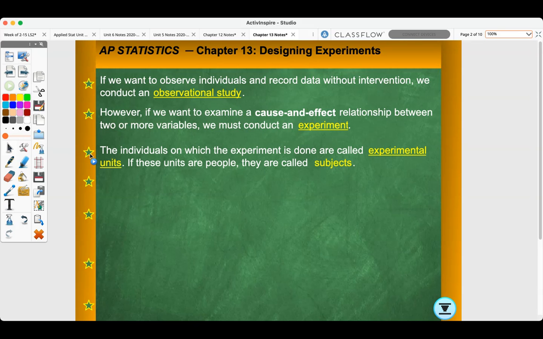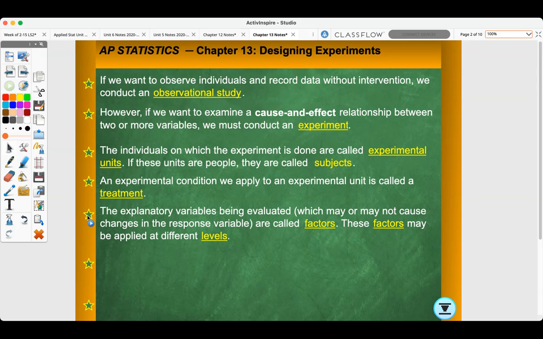If these units are people, they are called subjects. An experimental condition we apply to an experimental unit is called a treatment. The explanatory variables being evaluated, which may or may not cause changes in the response variable, are called factors. These factors may be applied at different levels.